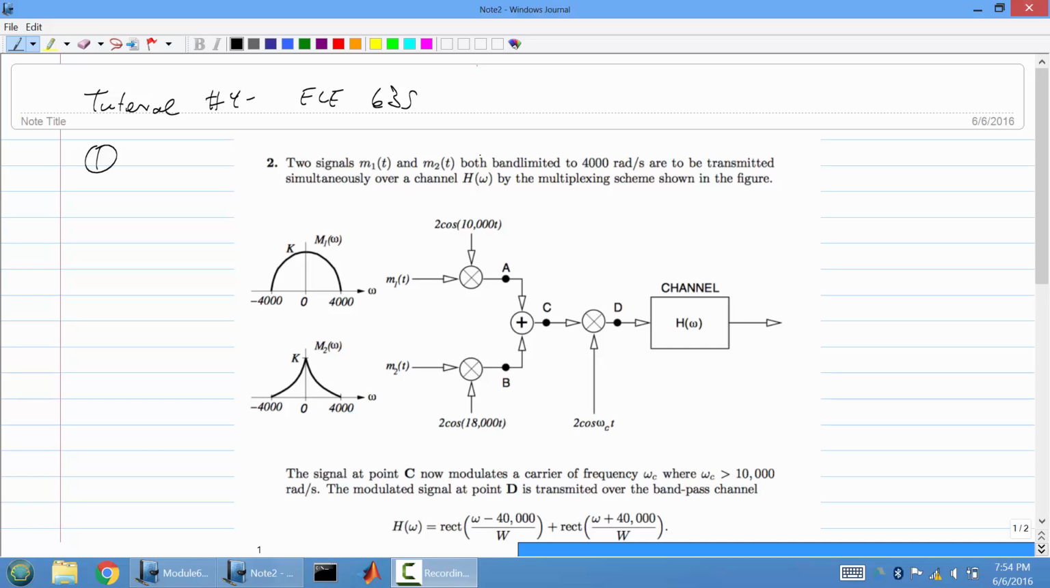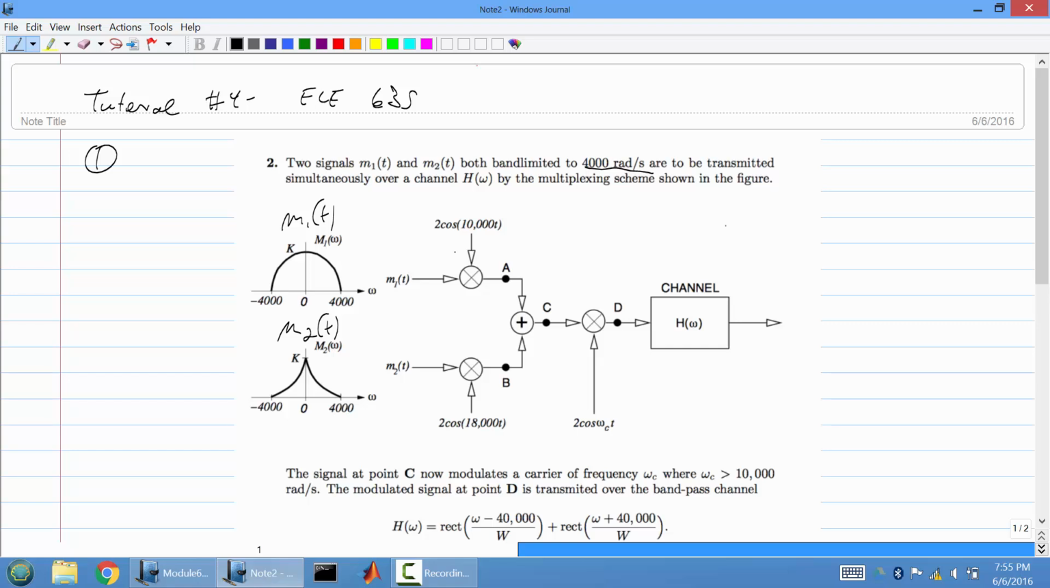Okay, so we've got 2 different signals. They're both band limited by 4,000 radians per second, and they're going to be transmitted together simultaneously. So you can think of this as kind of like a miniature frequency division multiplexing. We have the first spectrum here, M1 of t, and then this is the second one.